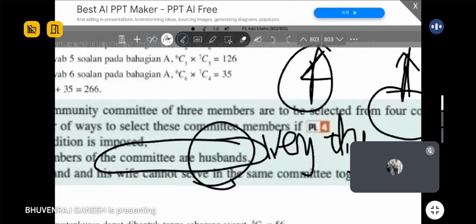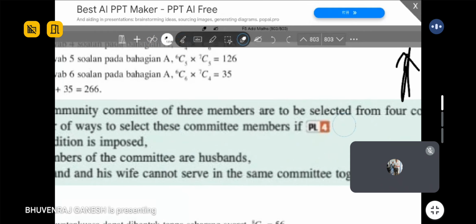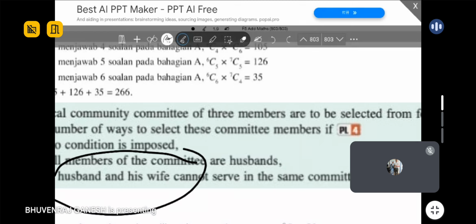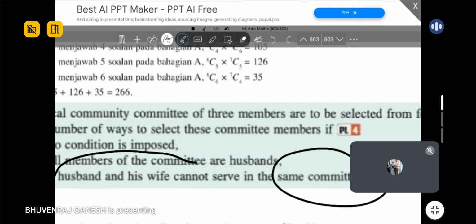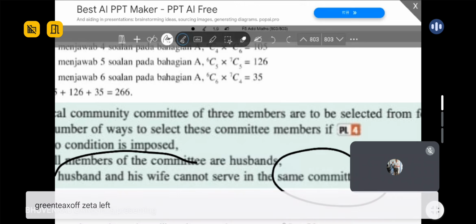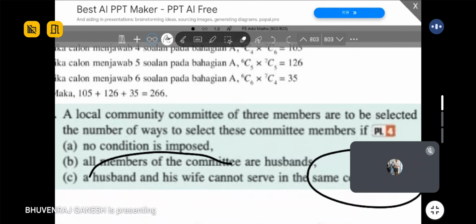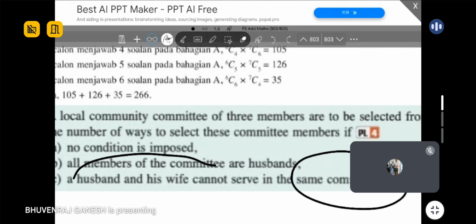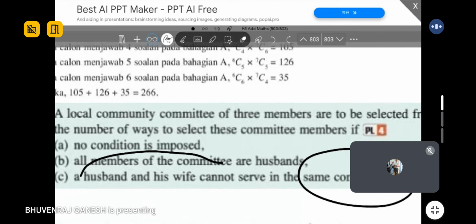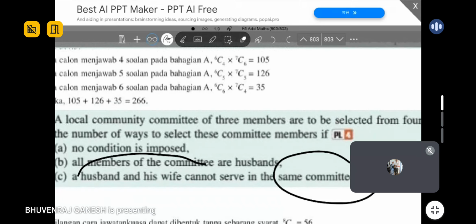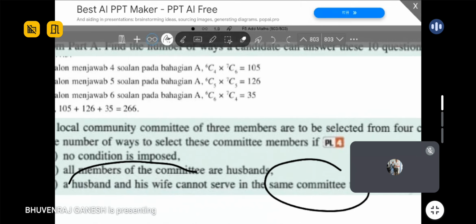Okay, part C. I can make some more jokes. Very funny, part C. Okay, husband and wife cannot be in the same committee. This is what is happening currently. A lot of people break up. Okay, no more couples already. So how to solve this question, guys? Kalau kamu dapat jawapan ni betul, maksudnya kamu ada high chance lah nak break up in the future. If you get this question wrong, means that high chance you won't break up in the future.